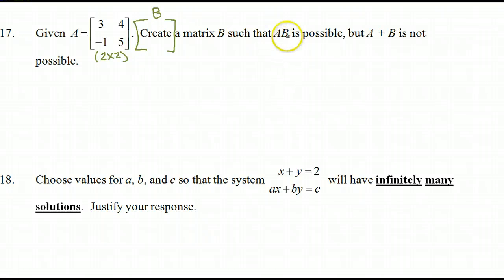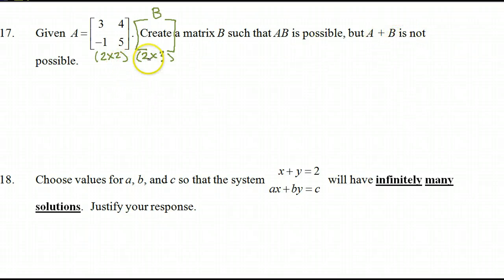So say if this is matrix B, if A times B is going to be possible, then the inner dimensions would have to be the same. So I know right now that this has got to be 2 by something. So it has to be a 2 by something matrix. Now, we want A plus B to not be possible.